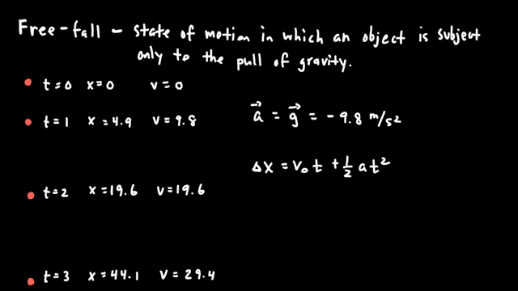Perhaps the most common example of uniformly accelerated motion is freefall. Freefall is where an object is moving only under the influence of gravity. So this happens when a ball is dropped, but it also happens when I throw a ball into the air. Although the ball is moving upwards, it is freely falling because the only thing that's affecting its motion, other than the initial throw, is the pull of gravity. And so here I have an object which at time t equals 0 is at position x equals 0 and has a velocity of v equals 0, which means it's going to be dropped from rest.